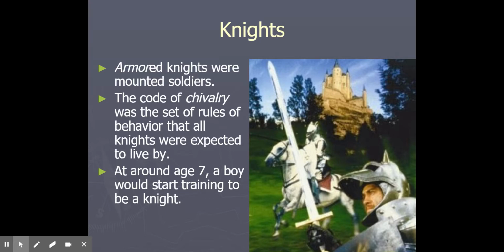How do you become a knight? At around age 7, you would start training. You'd start training by becoming what's called a squire. A squire is the assistant to a knight, and he would carry the knight's armor. He'd polish the knight's armor. He would fix the knight's armor. All in training so that he could become a knight one day.